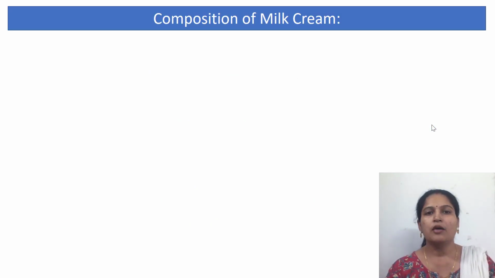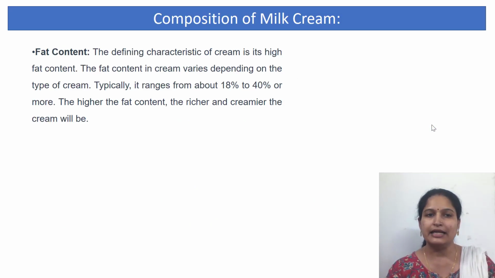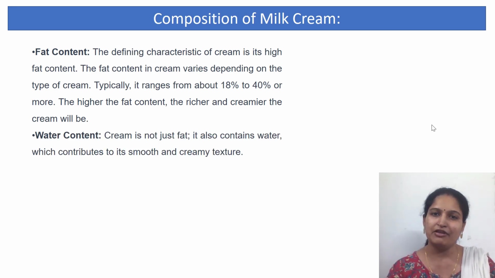Let us know about the composition of milk cream. So the main component of milk cream is fat. The defining characteristic of cream is its high fat concentration. The fat content in cream varies depending on the type of cream. It typically ranges from about 18 to 40%. The higher the fat content, the richer and creamier the cream will be.